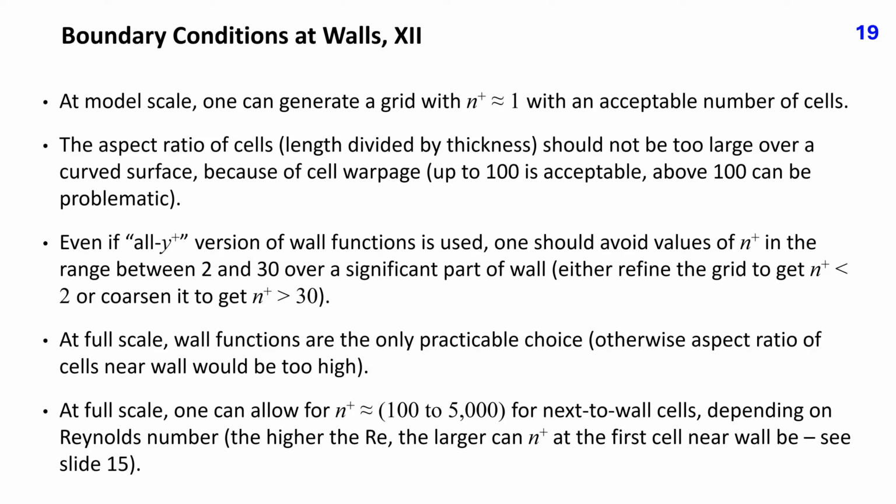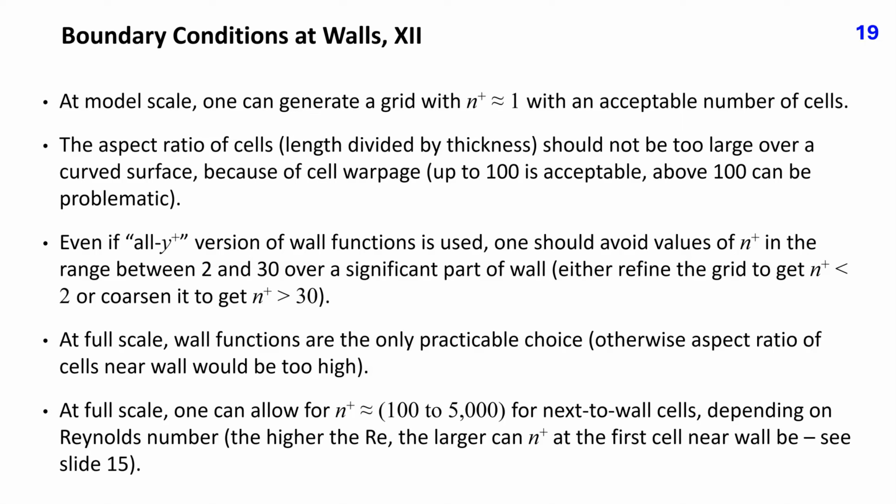Even if the all-y+ version of wall functions is used, one should avoid values of y+ in the range between 2 and 30 over a significant part of the wall. One should either refine the grid to get y+ less than 2 or coarsen it to get y+ greater than 30. At full scale, that is, for high Reynolds numbers, wall functions are the only practicable choice because otherwise the aspect ratio of cells near the wall would be too high.